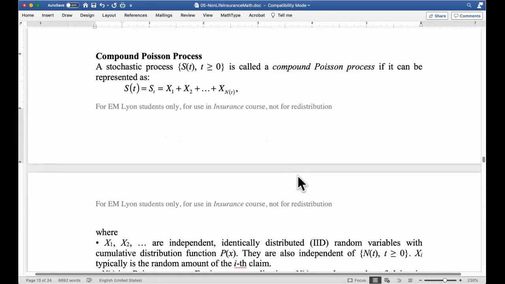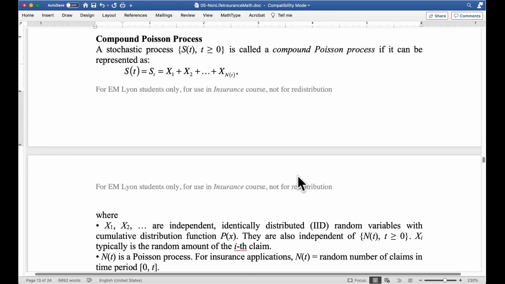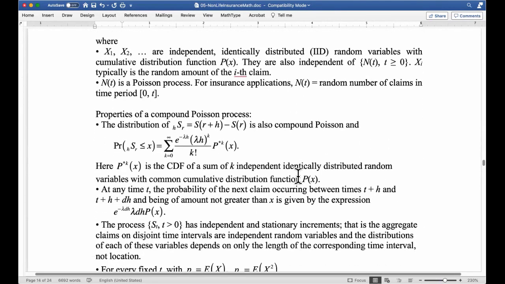So all this struggle about these Poisson processes is for the purpose of creating what is called the compound Poisson process, which is the most standard model for the total amount of claims made in property casualty insurance. A stochastic process is called a compound Poisson process if it can be represented as S of t equal to X1 plus X2 up to X big N of t, where X1, X2, and so on are independent, identically distributed, and we commonly write IID for independent, identically distributed random variables with cumulative distribution function P of x. They are also independent of N of t, and Xi is typically the random amount of the ith claim. N of t is a Poisson process. For insurance applications, N of t is the random number of claims in time period 0 to t.